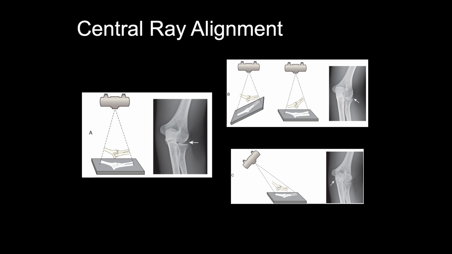And then in C, we have improper alignment among the X-ray tube, part, and image receptor. So image C has shape distortion, and this is because the central ray is not perpendicular to the part, and there's elongation of the olecranon process in the image.